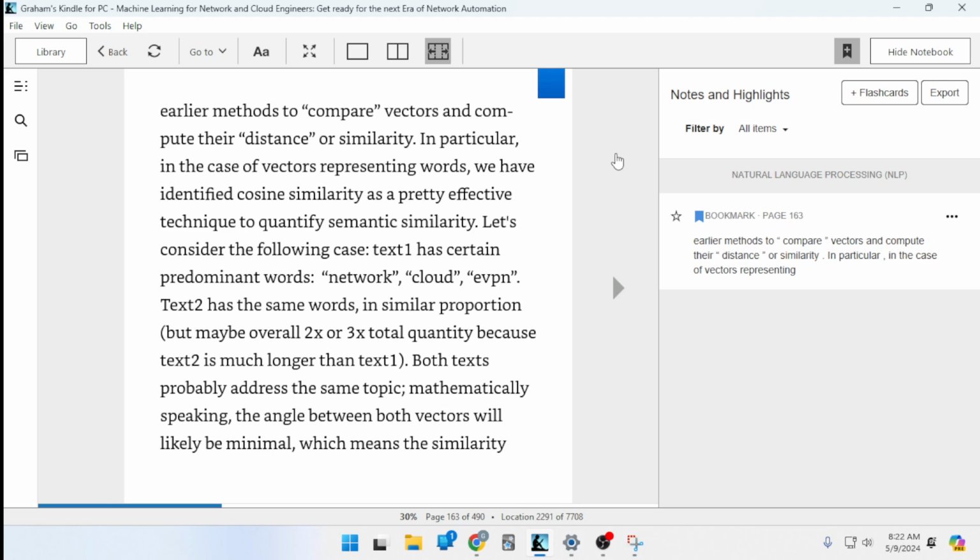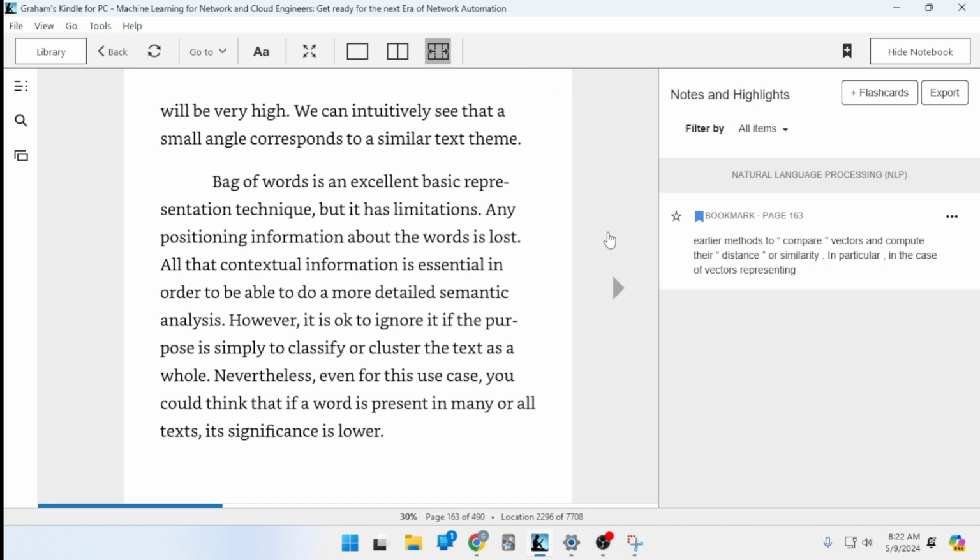Text 1 has certain predominant words: network, cloud, EVPN. Text 2 has the same words in similar proportion, but maybe overall two to three times the total quantity because text 2 is much longer than text 1. Both texts probably address the same topic. Mathematically speaking, the angle between both vectors will likely be minimal, which means the similarity will be very high. We can intuitively see that a small angle corresponds to a similar text theme.